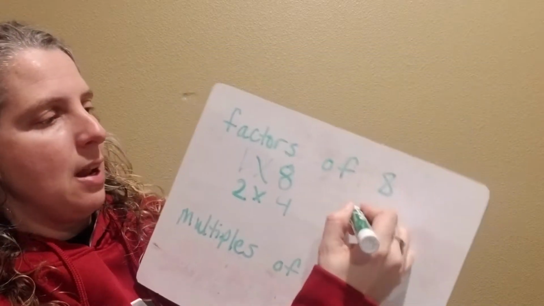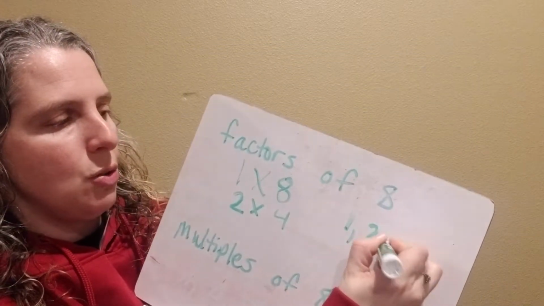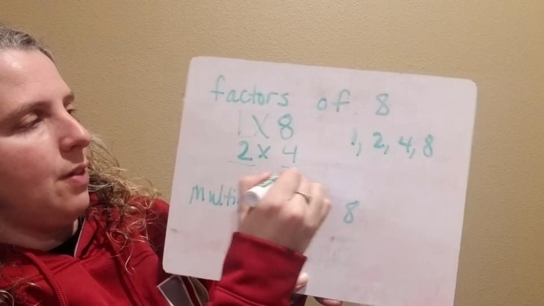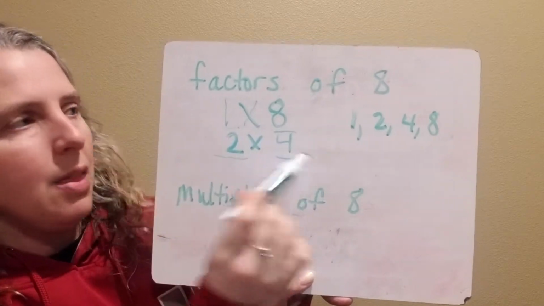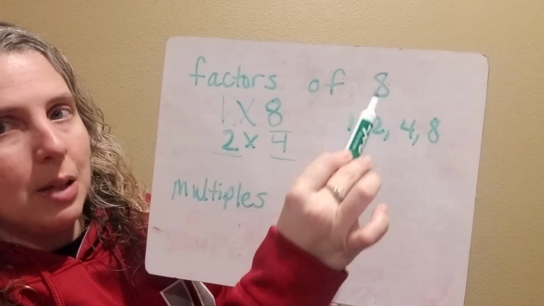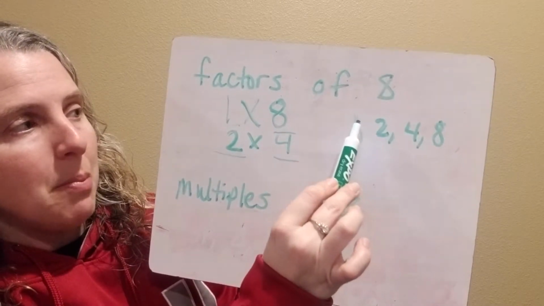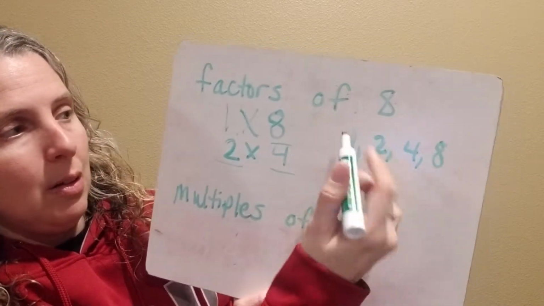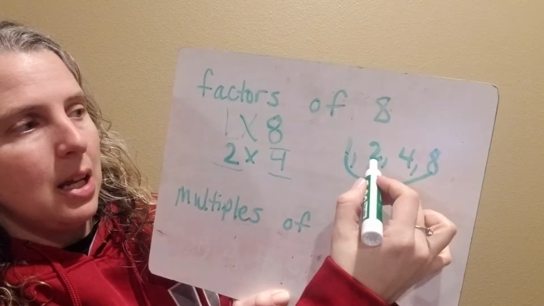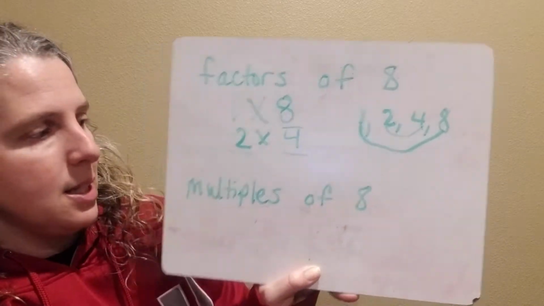So the factors of 8 would be 1, 2, 4, and 8. These are all of the factors. These numbers go into 8. 8 can be divided by them, or they can be multiplied in order to make 8. 1 times 8 is 8, and 2 times 4 is 8.